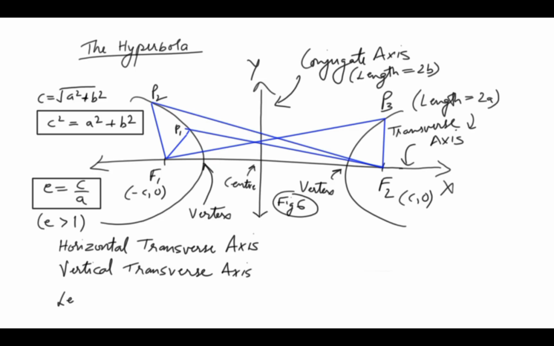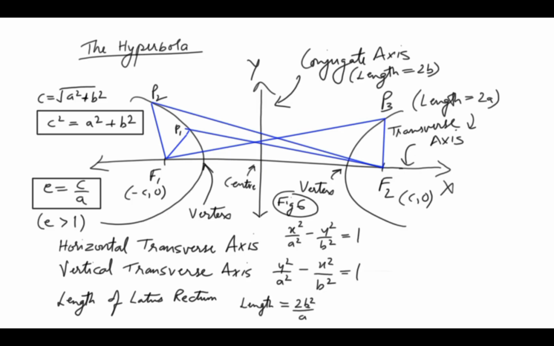The structural axis linking the two active vertices is the transverse axis, with a length of 2a, while the perpendicular layout is the conjugate axis with a length of 2b.